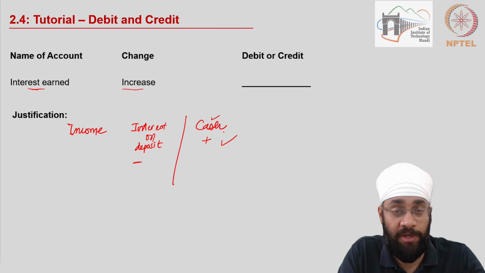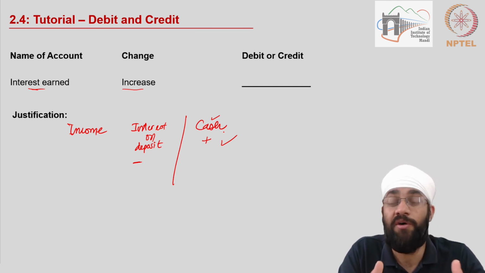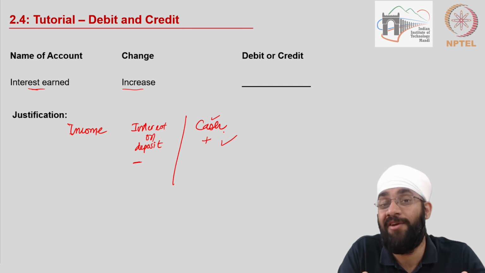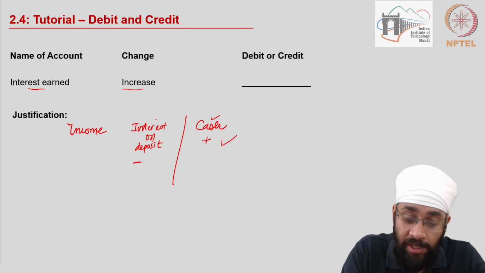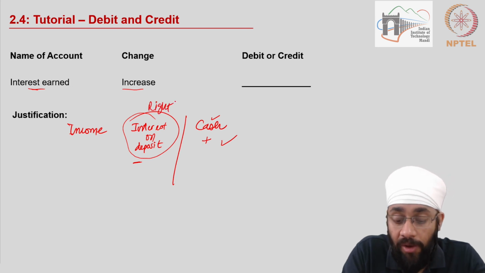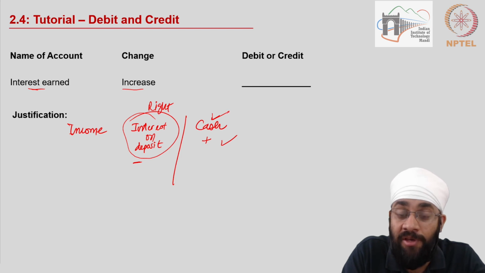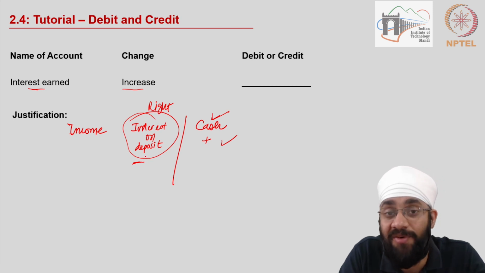The two sides of the coin. You deposited money in the bank account. Now you have right to receive interest, right? So interest on deposit. This is the right. And now the bank has paid you in cash. So this right has been redeemed by you. You already got cash for it. When you got cash for it, this right goes down. You don't have this right of receiving the interest anymore, right?